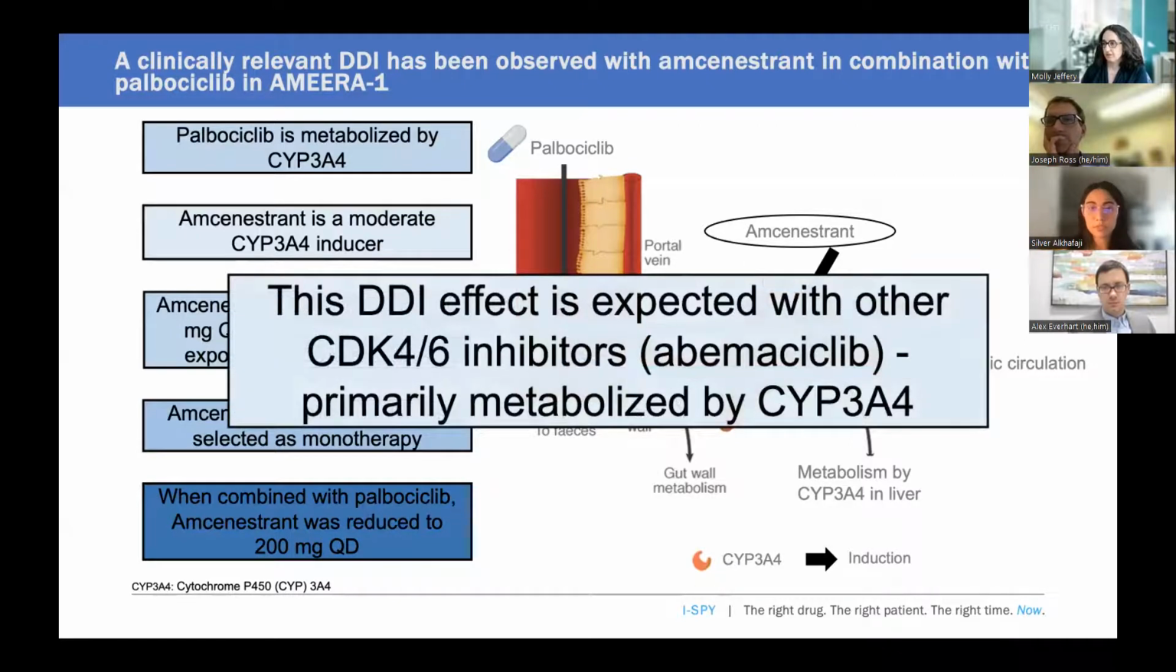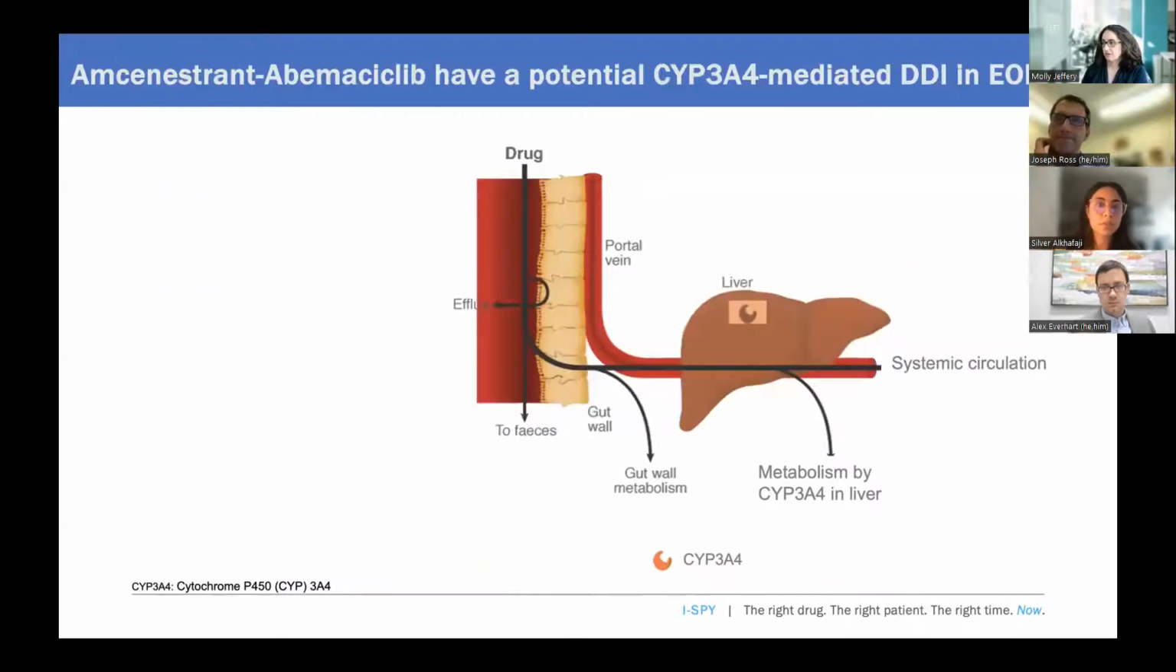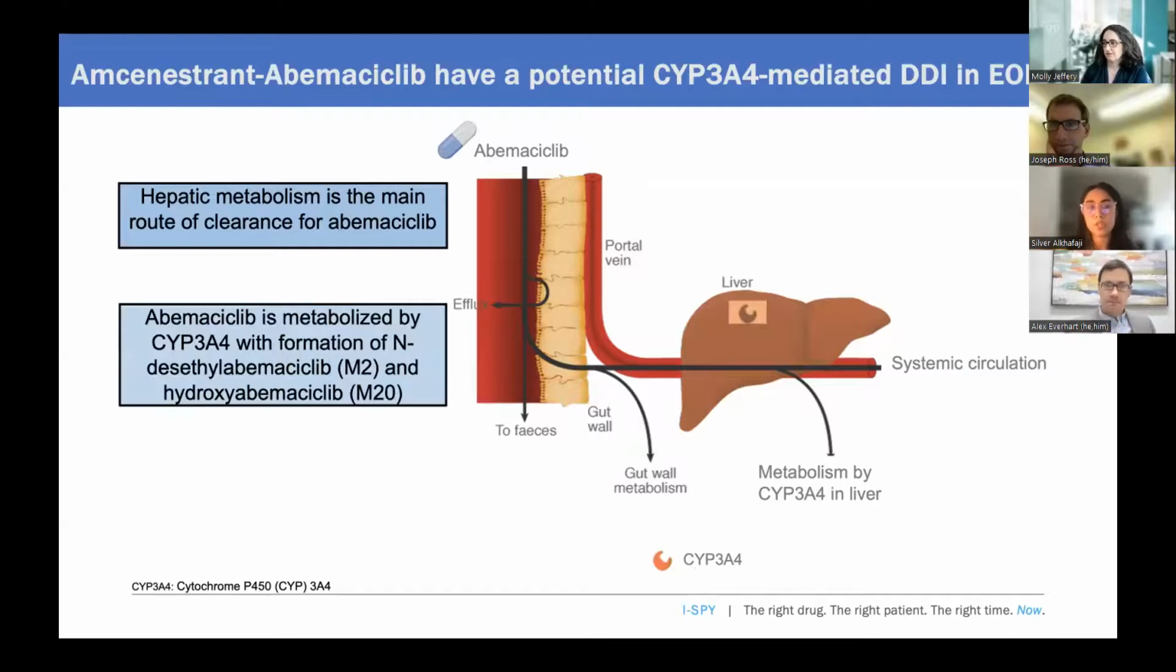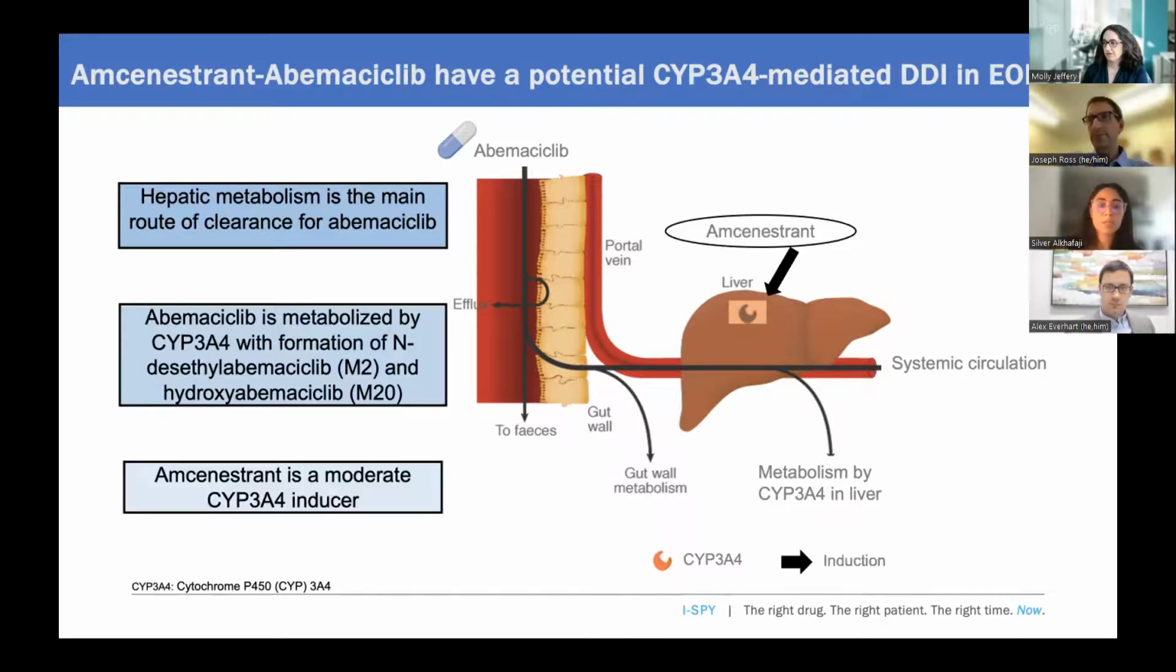And this DDI effect is actually expected to appear in other CDK4/6 inhibitors now used in I-SPY2, which is abemaciclib, because it's also primarily metabolized by CYP3A4. So we expect a similar mechanism. Abemaciclib is hepatically metabolized, which is the main route of clearance. And it has 2 famous metabolites, M2 and M20, and amcinestrant is acting as a moderate inducer.